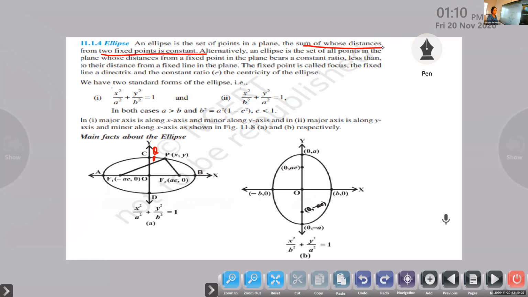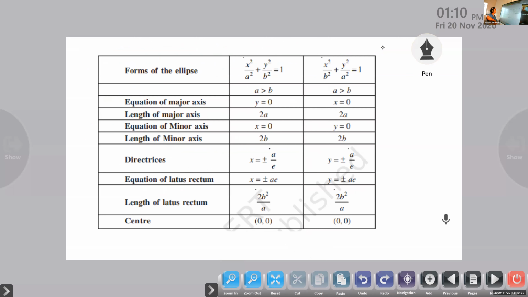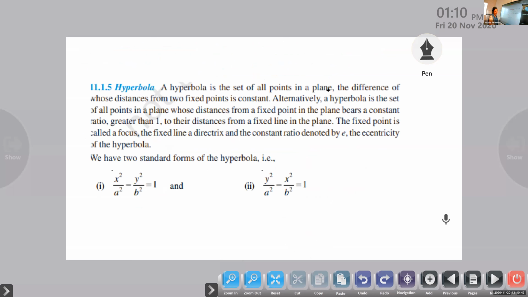Okay, now we are going to learn about hyperbola. So what will be about hyperbola? Listen, in hyperbola, what do we have? Hyperbola is the set of all points in a plane, the difference of whose distances from two fixed points is constant. For ellipse we say that the sum of the distances is constant. Here the difference is constant.